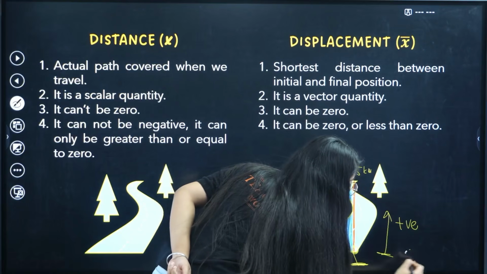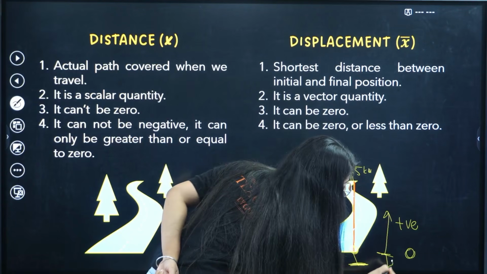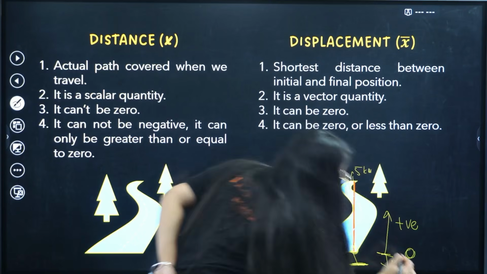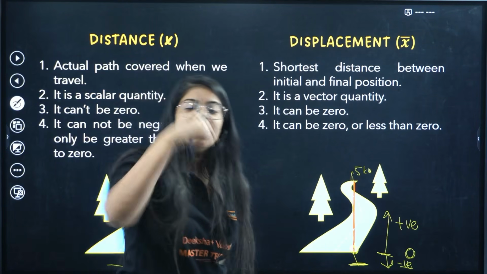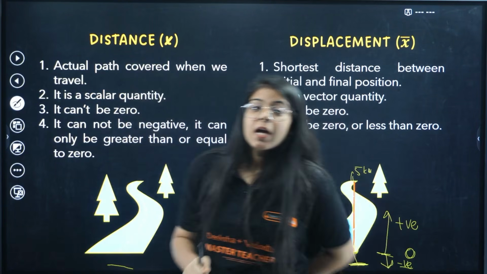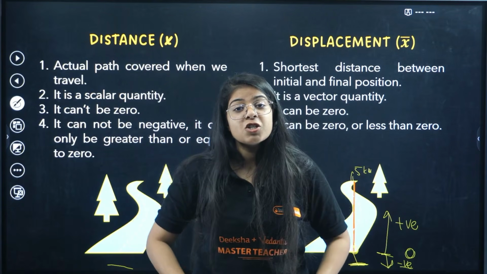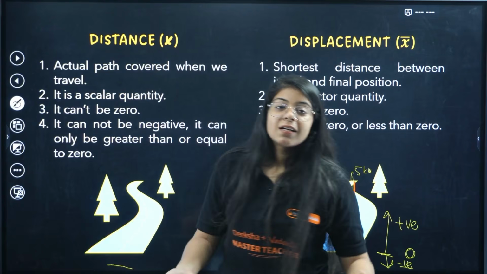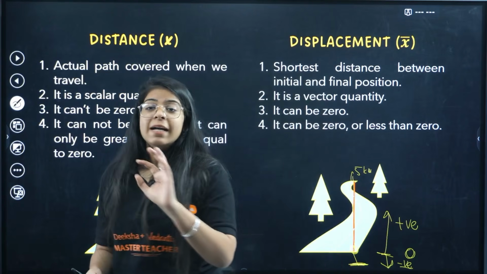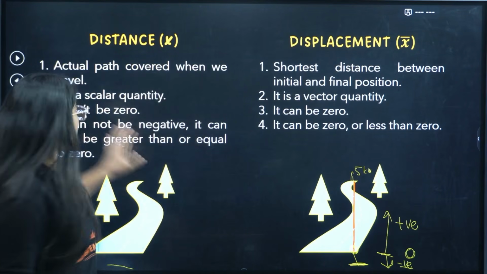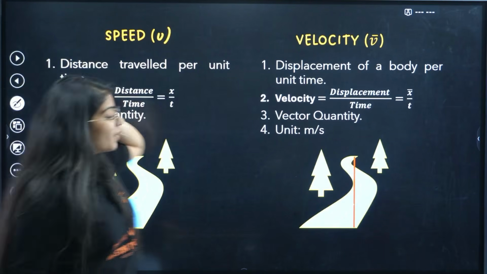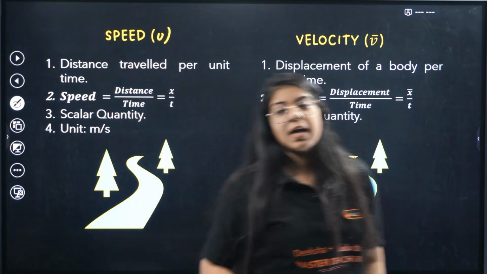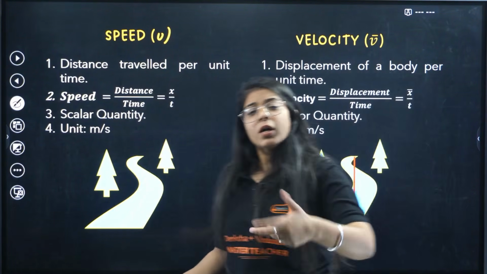This was the 0 distance. And when I go back, this became negative displacement. Okay, understood? Because from the final and the initial point, you went backwards. And when you go backwards, that is your negative displacement. Understood? Next, moving on to another very important topic, that is speed and velocity, which are correlated to distance and displacement.